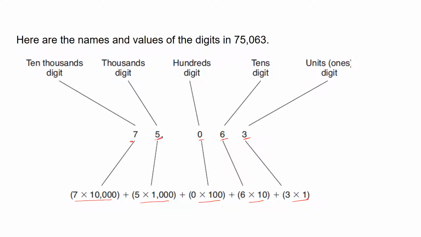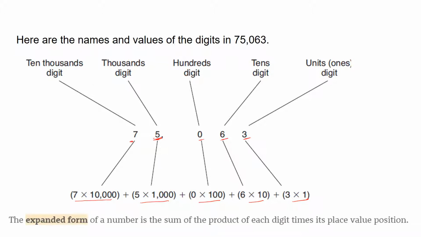So the 7 times 10,000, that would be this place. 5 times 1,000, 5,000. No hundreds, so I have 0. 60, 3. So the expanded form of a number is the sum of each number times its place value position.